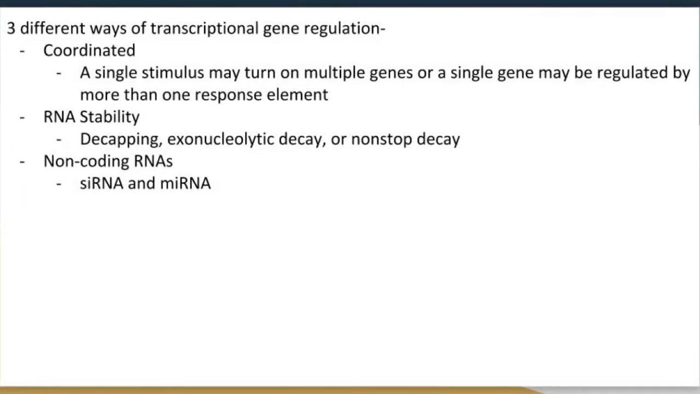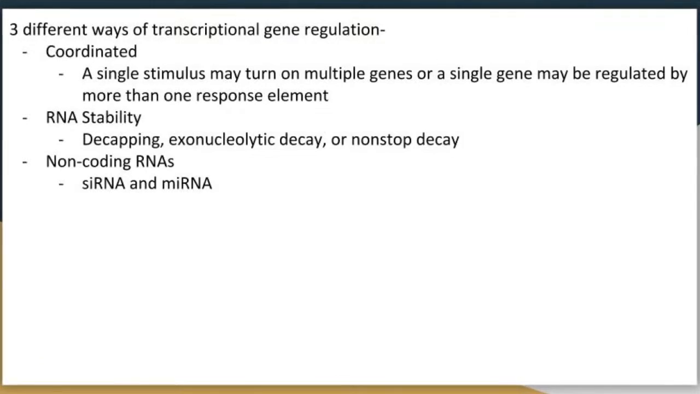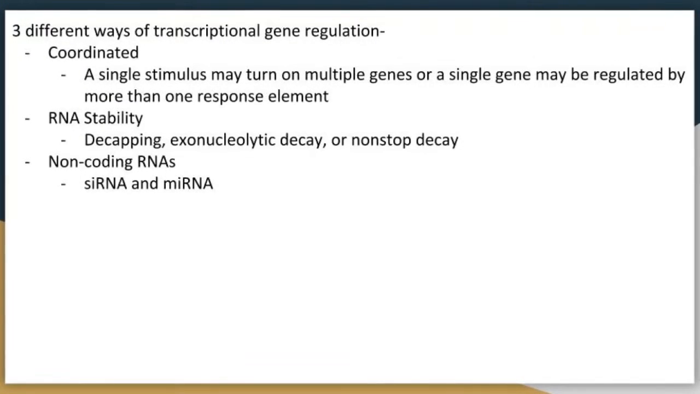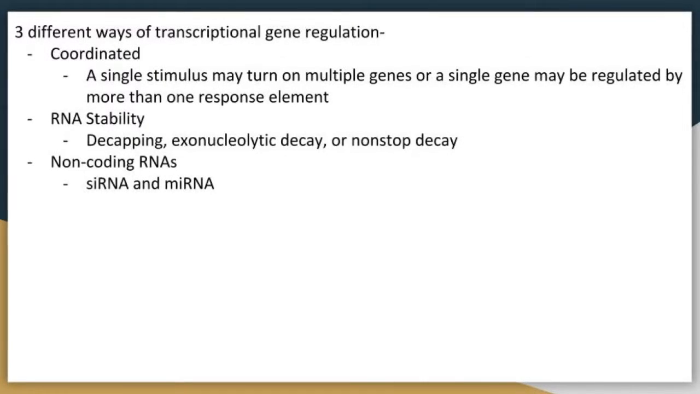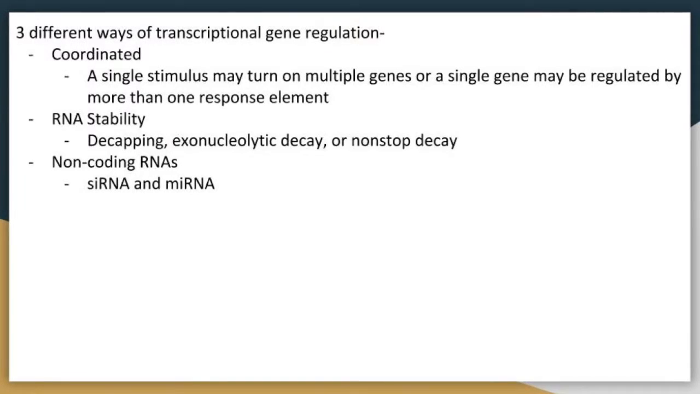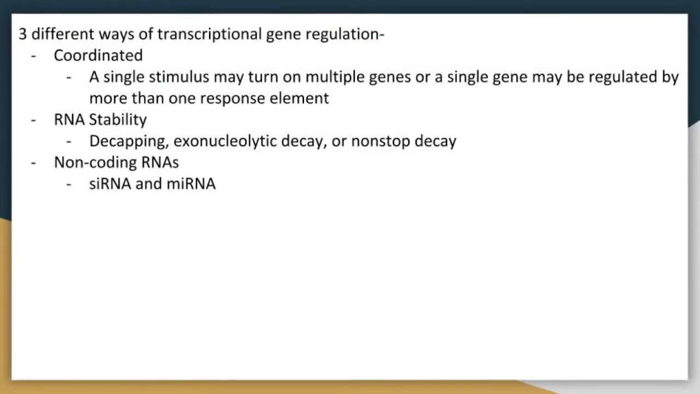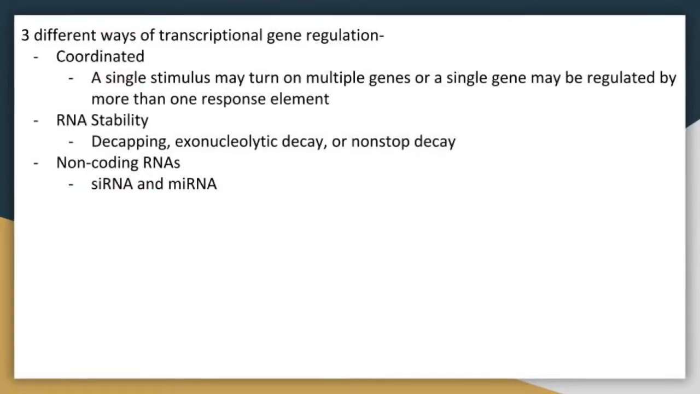Then we have the RNA stability. This includes the removal of the cap. The enzymes eat RNA from 5' to 3', or from 3' to 5', or the nonstop decay, which is independent of removal of cap or tail, and so it chews from the middle. Lastly, we have non-coding RNAs. This involves the small non-coding RNA or the microRNA.